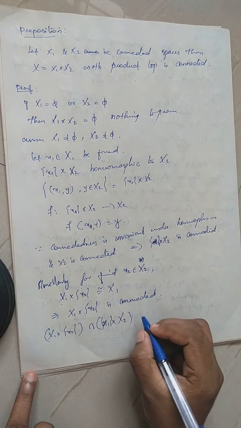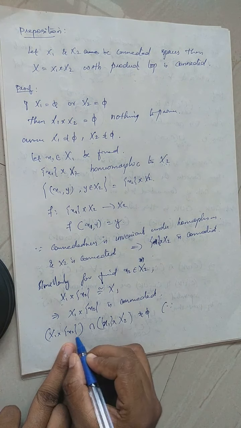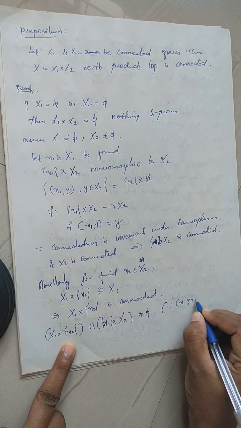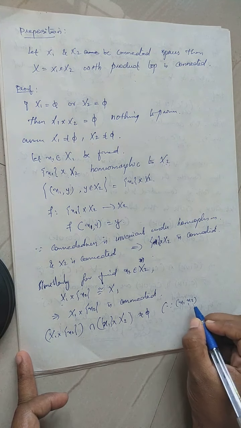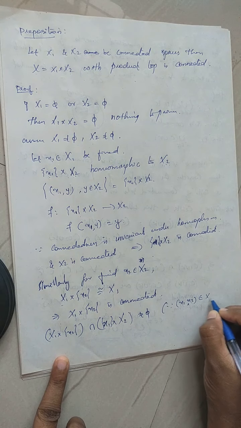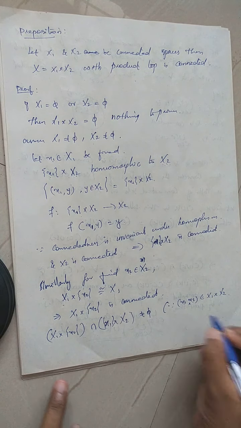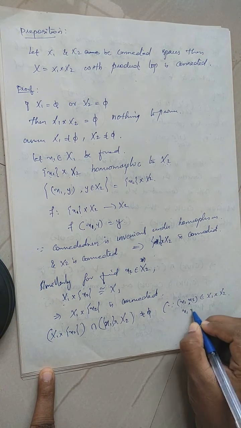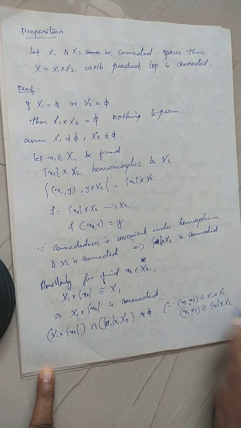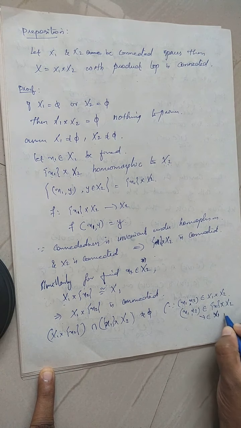I can say that it is always non-empty, because since x1 is fixed and x2 is fixed, the pair (x1, x2) is an element. Since x1 belongs to X1 and x2 belongs to X2, the ordered pair (x1, x2) will surely belong to X1 cross X2, and it also belongs to singleton {x1} cross X2, and it also belongs to capital X1 cross singleton {x2}.